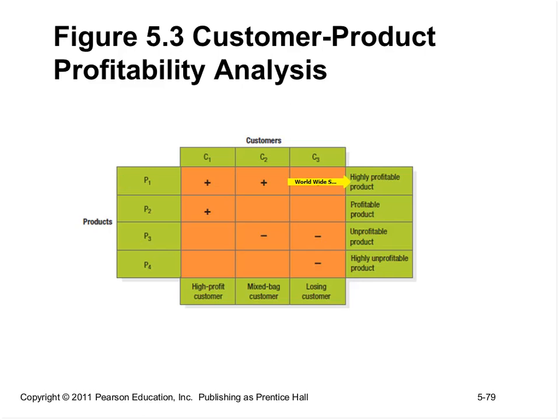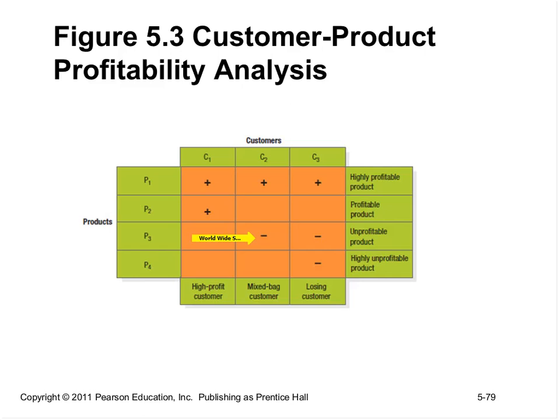After that, you should identify those customers who all the time buy the highly profitable products. For example, customer 1 in this example has bought P1 and P2, which are highly profitable and profitable products. We say customer 1 is a high profit customer for the company. We should be careful and care about him or her, because it is a high profit customer. One customer sometimes buys a highly profitable product and sometimes an unprofitable product. It is a mixed bag customer.